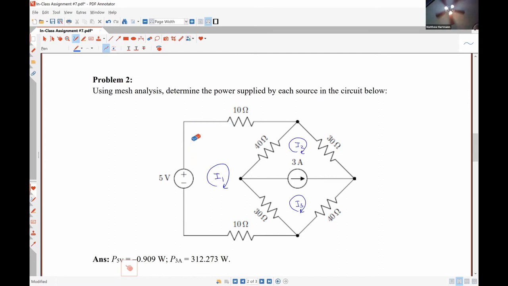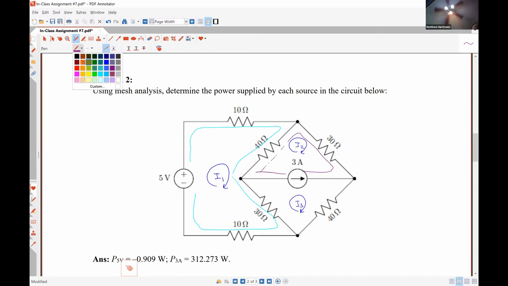I want a different color than that. So that's one mesh. That's two. And that's three. So what does it mean when I have a current source in the middle of the circuit like we have right now? What do I have to do? You have to make a super mesh. Yeah. I'm going to have to apply a super mesh technique. So my super mesh, this is getting real colorful real fast, is going to be around this path.